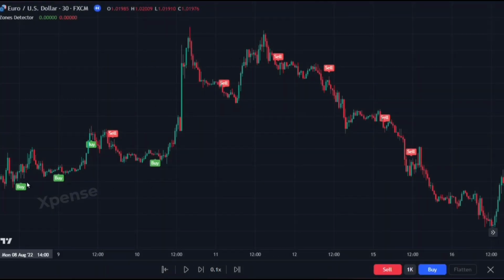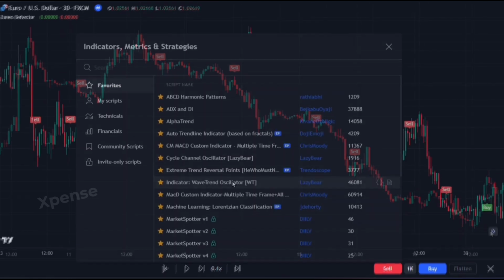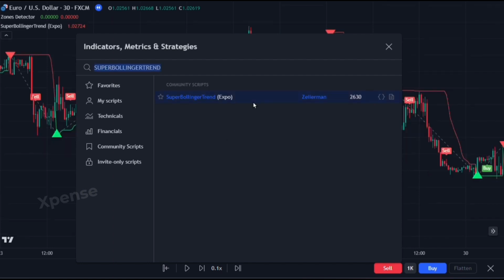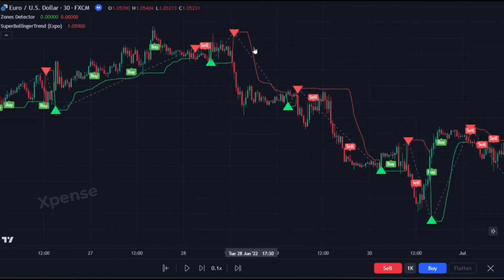Step 2. Adding the Super Bollinger Trend. Next, we're adding the Super Bollinger Trend by Zellerman. This indicator combines the power of Bollinger Bands and Super Trend, giving you a complete view of market volatility and trend orientation. Here's how to set it up. Open the Settings panel. Change the period to 49. Disable the zigzag feature under the Input tab. Under Style, uncheck the labels, lines, and table. This will leave you with a clean and efficient indicator that's perfectly suited for this strategy.